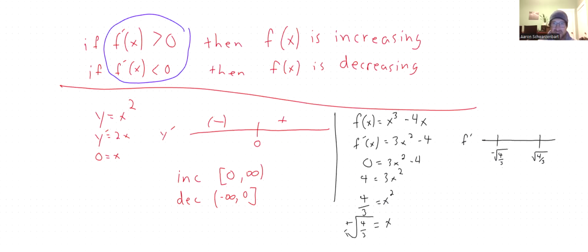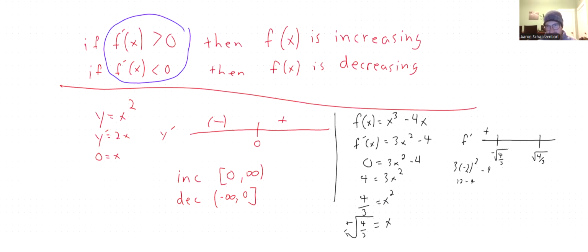So I just have to look at my signs. So I'll take something like -2. That is to the left, on the left side here of the square root of 4/3. -2, plug it in, 3 times -2 squared minus 4. That's 4. 12 minus 4 is 8. That's a positive.